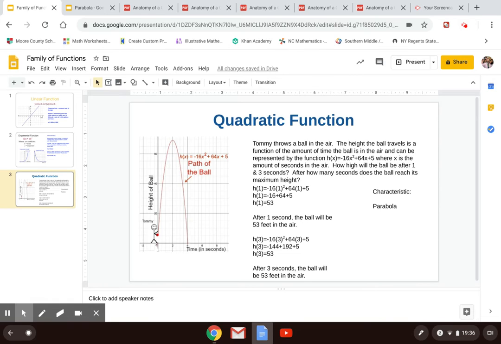Make sure that you do the multi-step inequality activator and that you take a picture of that or scan it and upload it to Google Classroom for me so I can take a look at it once you're done.